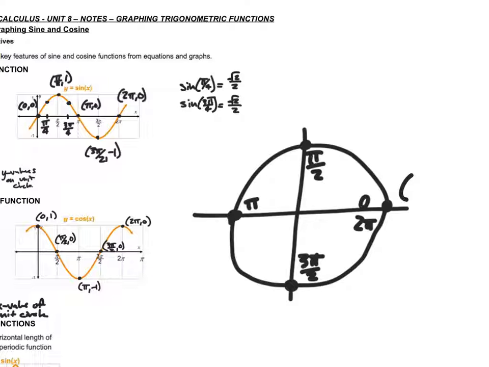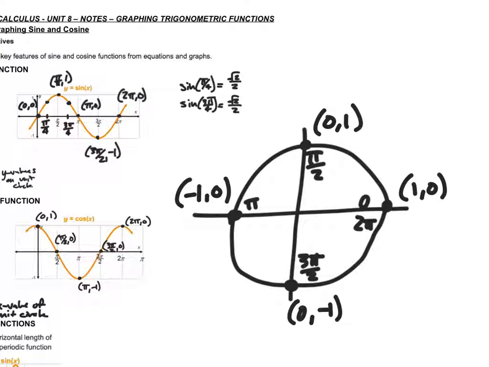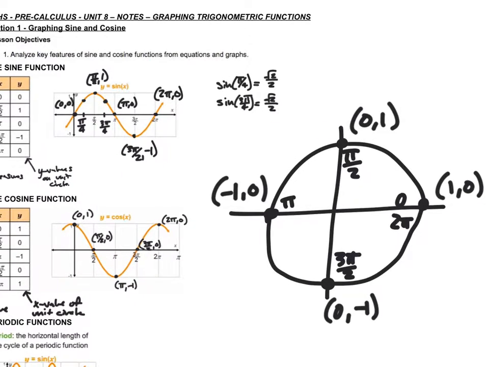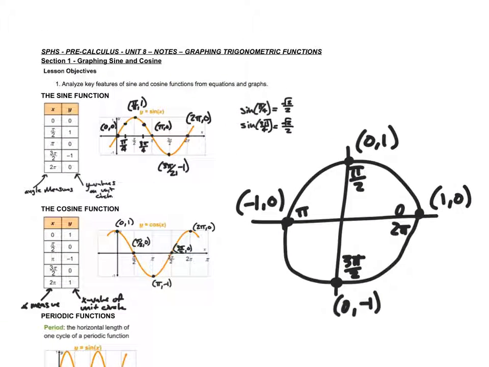At 0, you've got the point 1, 0. At pi over 2, you've got 0, 1. At pi, you've got negative 1, 0. At 3 pi over 2, you've got 0, negative 1. Okay, so realize that these are the points that I'm plotting here. These are the y values that I'm plotting on either of these functions.